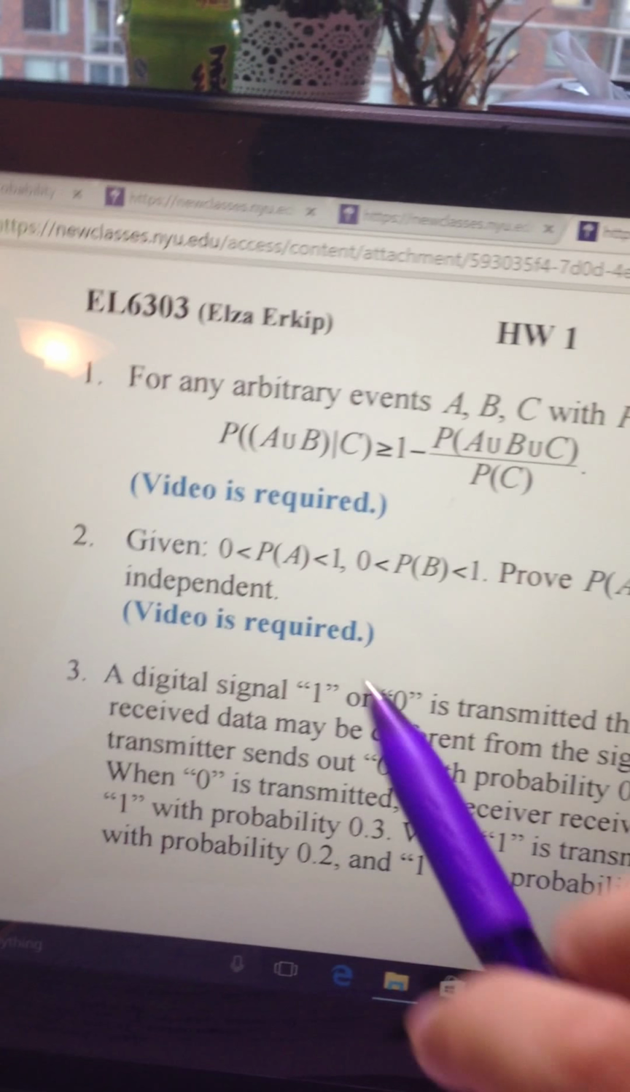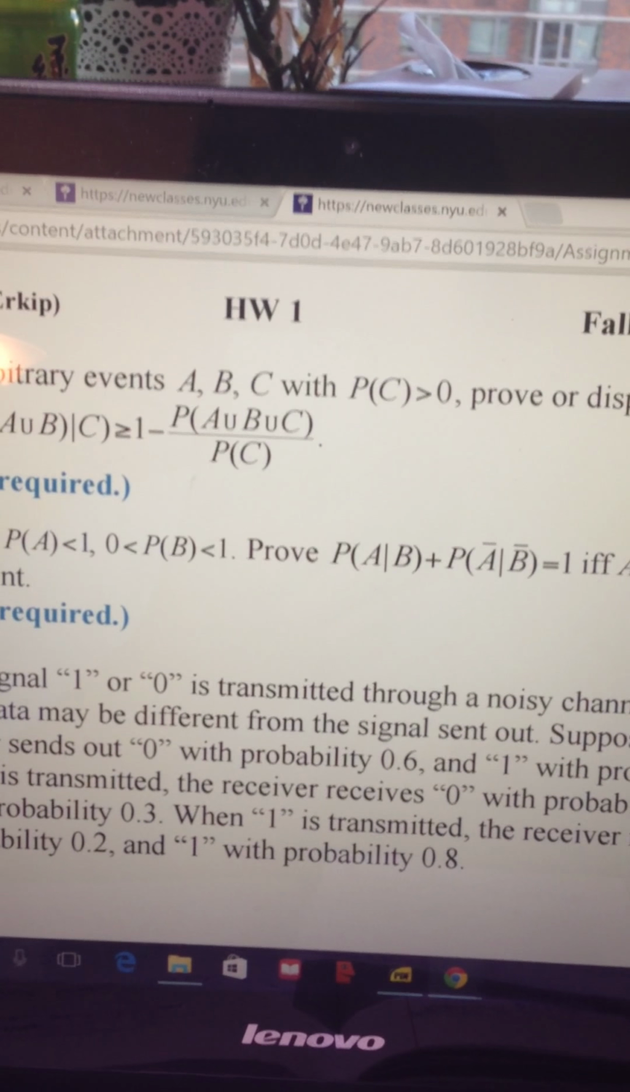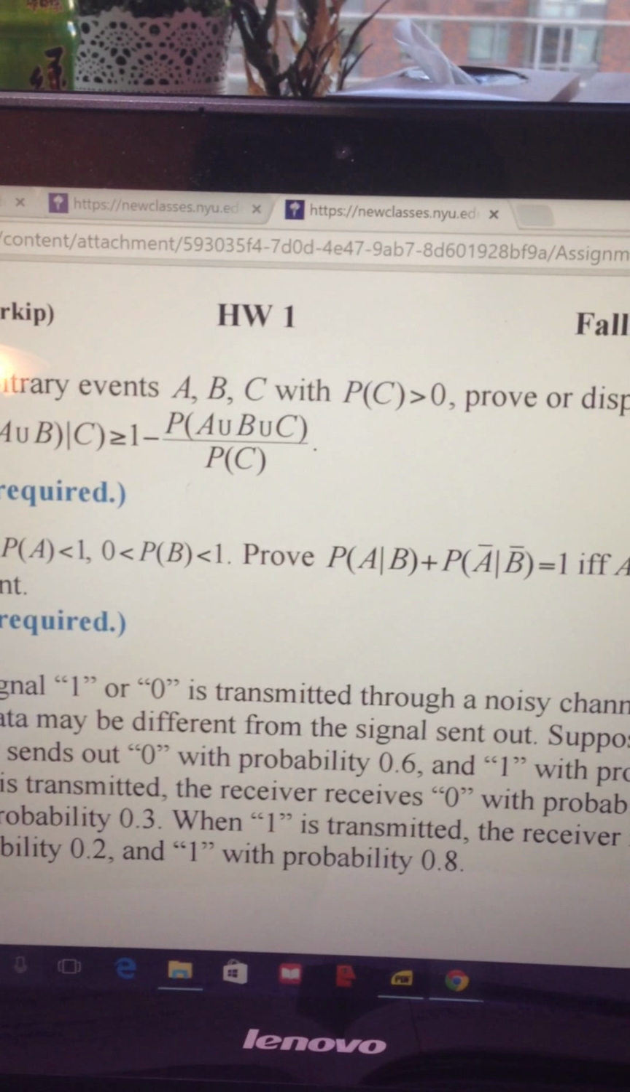Here are the two questions we have to figure out. The first one: we have to prove or disprove that formula for any arbitrary events A, B, and C, where the probability of C is larger than 0.